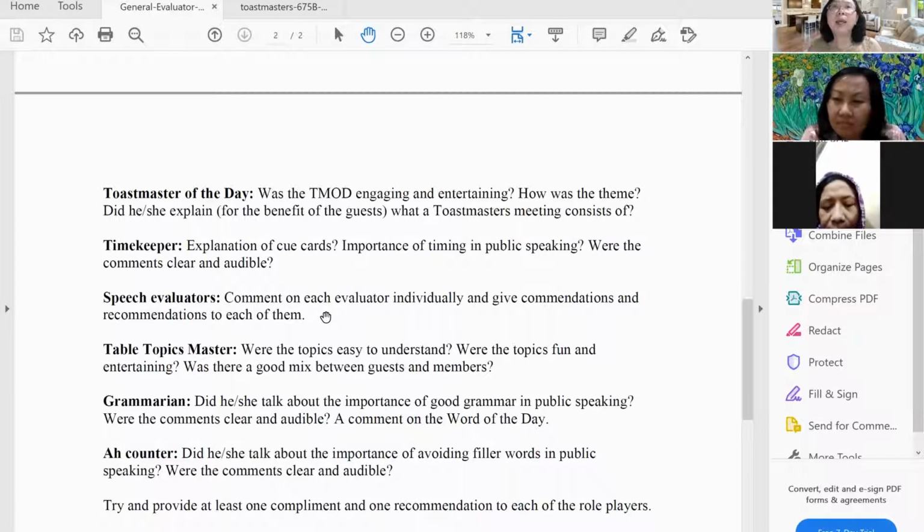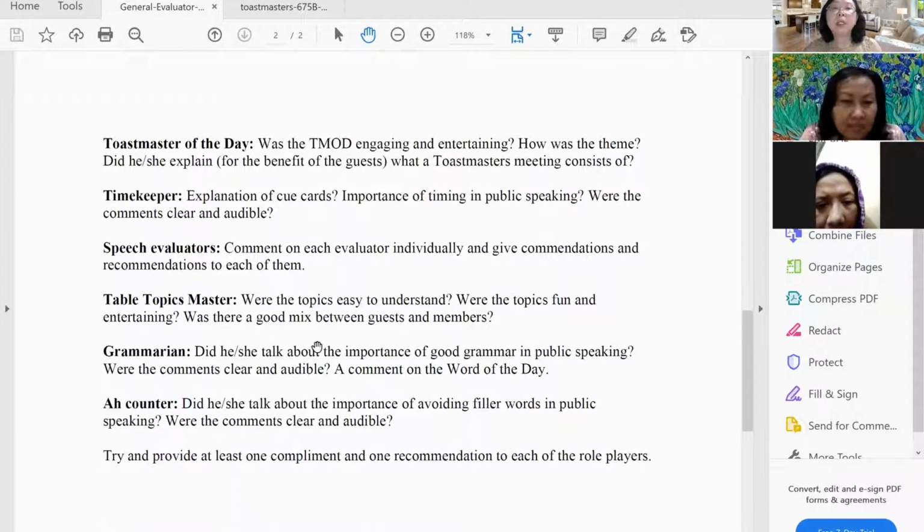If you see in general, we don't really comment too long on the speech evaluator. Only if you see something that you think you need to convey, either the commendation or recommendation. Table topics master: were the topics easy to understand, were the topics fun and entertaining, was there a good mix between guests and members? So we give the opportunity to guests and members, because a lot of members are also looking forward to practicing table topics.